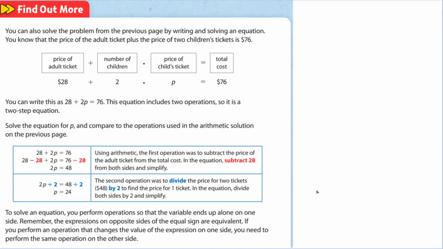Let's find out more about this problem. Think about that. You can also solve the problem from the previous page by writing and solving an equation. You know that, first of all, an equation has an equal sign in it. You should know that. So the equal is the total. In this case, it'd be $76.